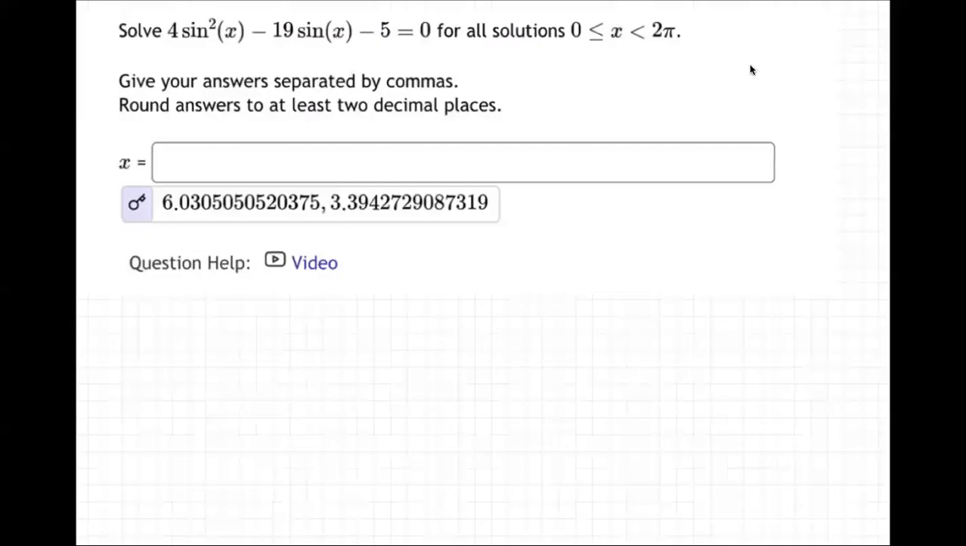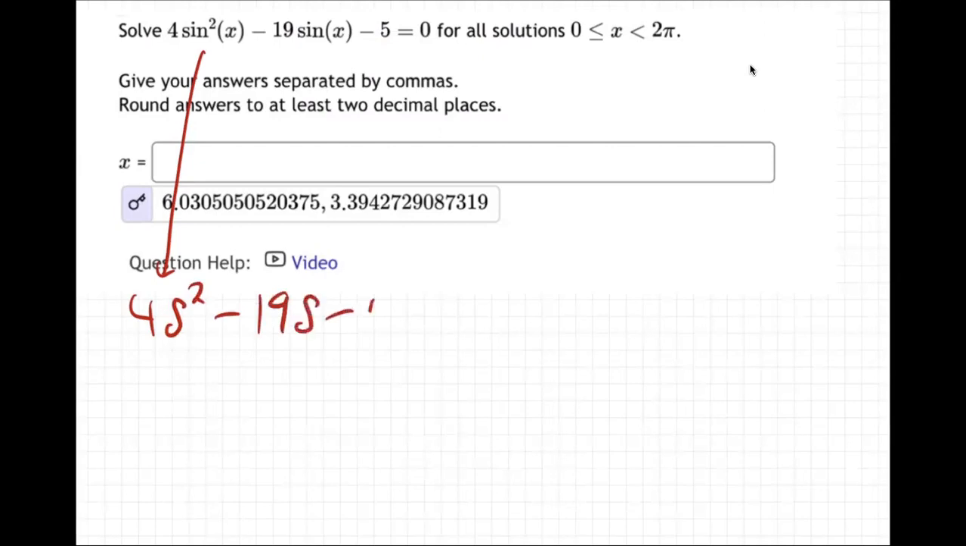Welcome to an example in which we're solving 4 sine squared minus 19 sine minus 5 equals 0. These are not easy. I'm going to bring them down and just make it an S, just to make things a little easier here. Okay, so now, what am I going to do? I'm going to show you first.